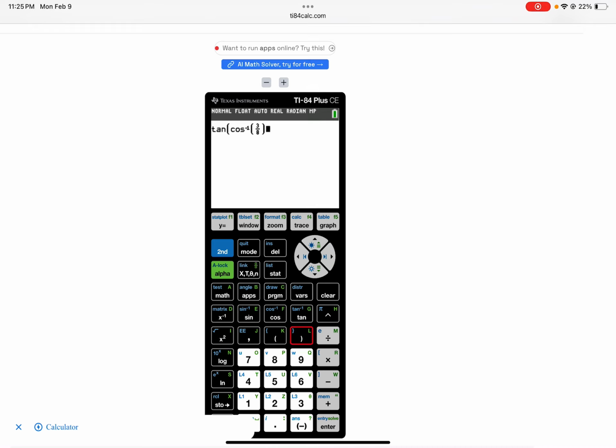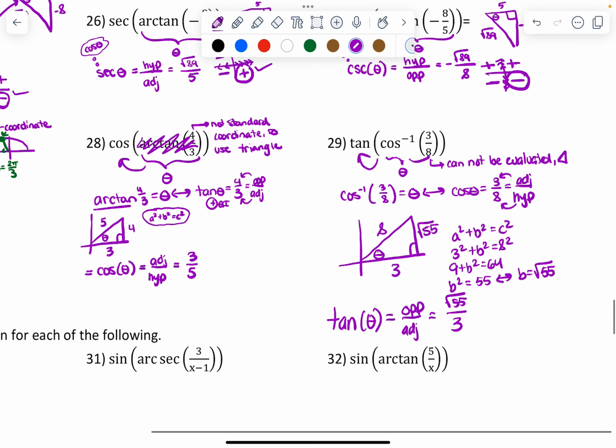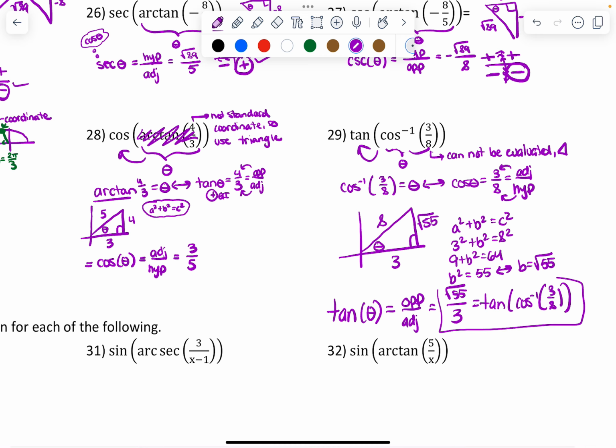So what I'm doing is checking to see if my answer lines up with what I got using that triangle. The decimal value is 2.472. If I type in what I got, root 55 divided by 3, I also got 2.472. So we are good. That's just a quick way to check. Essentially, root 55 over 3 is equal to tangent of inverse cosine of 3/8. All right, that is the end game. That's what we're trying to solve.